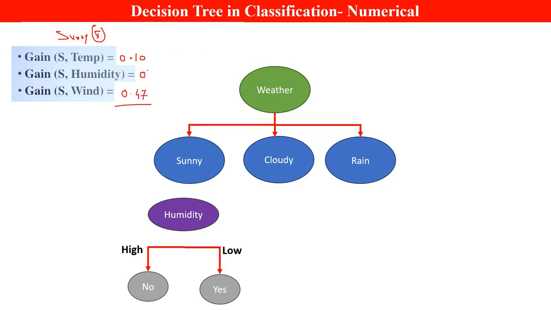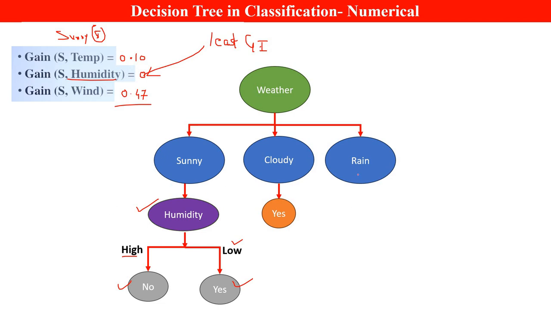Now in case of GI, select the least GI. Okay, now this is for humidity. So after sunny, what will we select? We will select the humidity. In humidity, if humidity is high, the answer is no. If the humidity is low, the answer is yes. So directly we'll get the answer here. So the decision tree gets closed now.